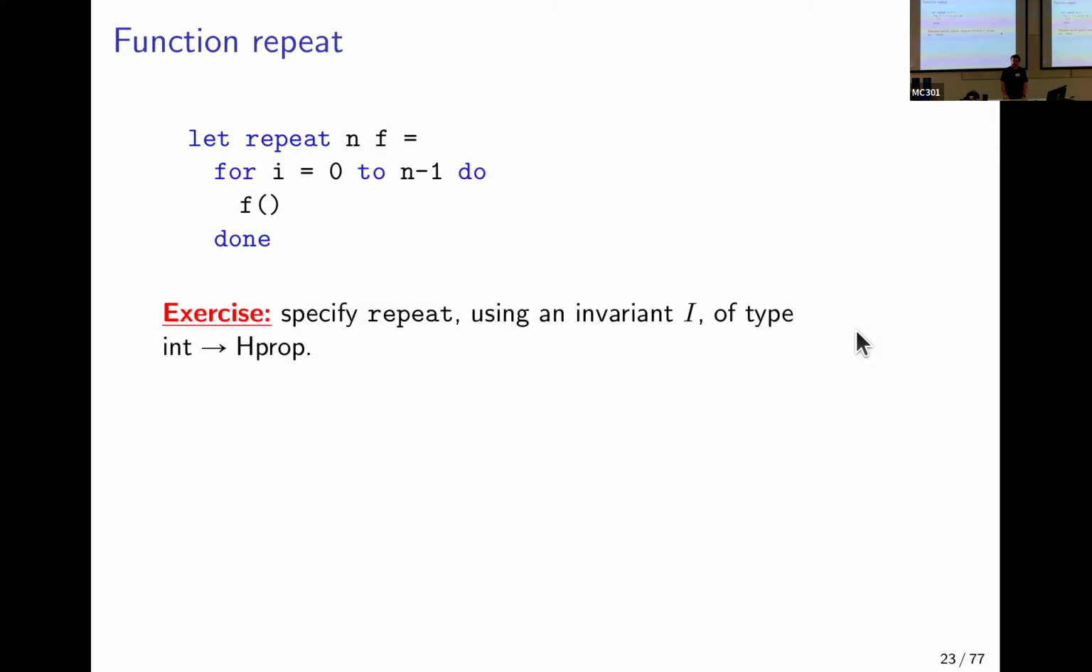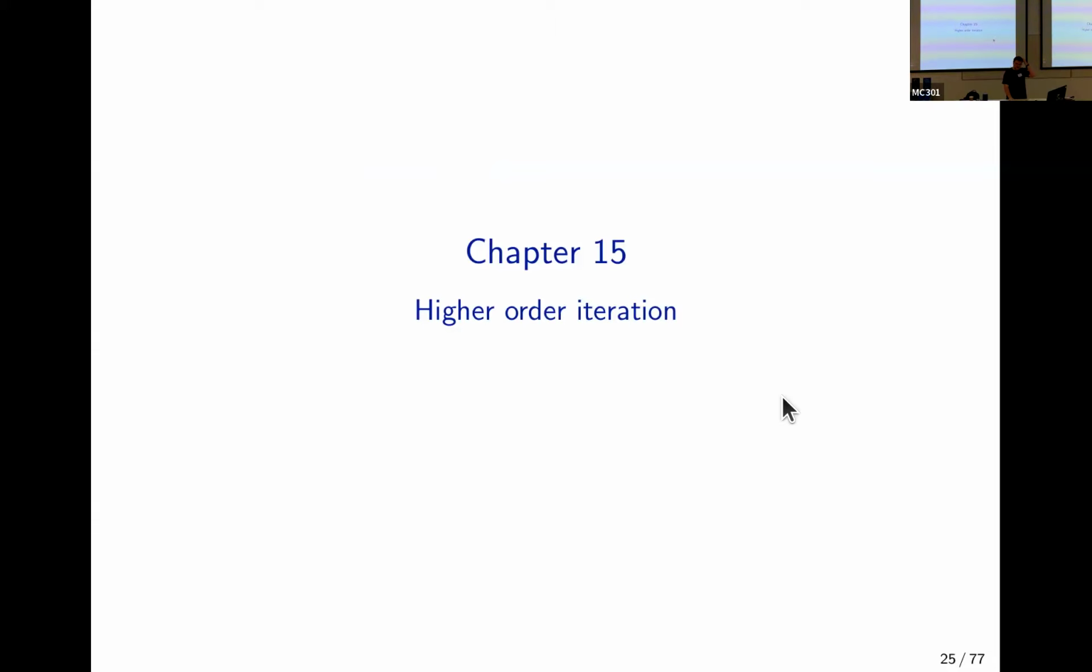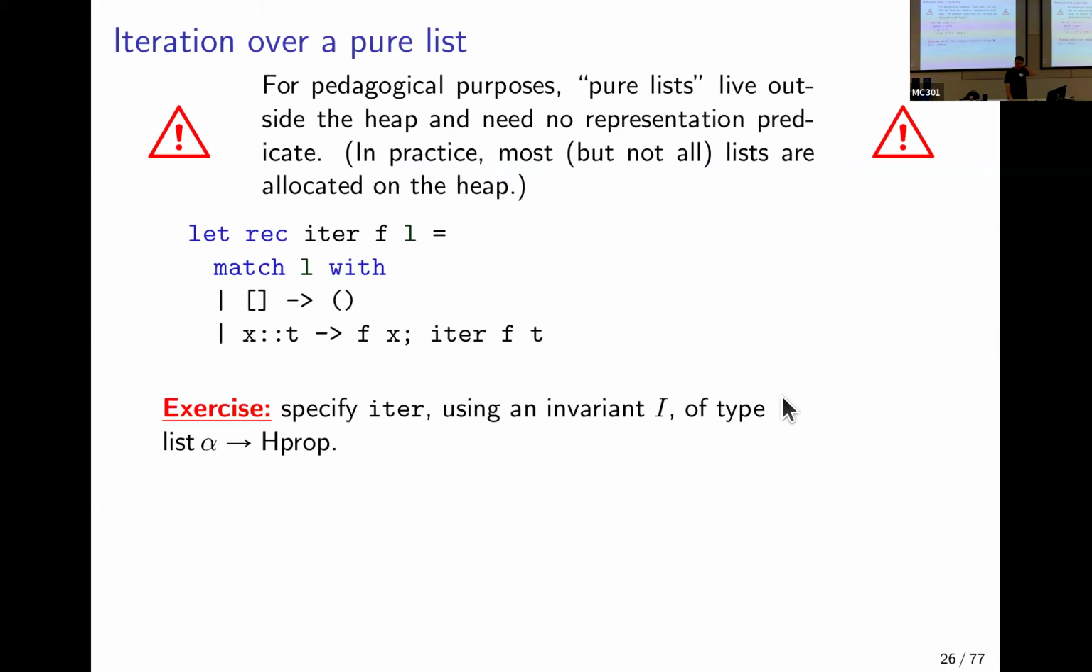If you have a function repeat, it's a higher order function because you have a function as a parameter. How do you specify repeat? You have a function f that you apply n times. So then you need to have an invariant. You start at I of 0, you end up with I of n, and your function is supposed to make you go from I of i to I of i plus 1.